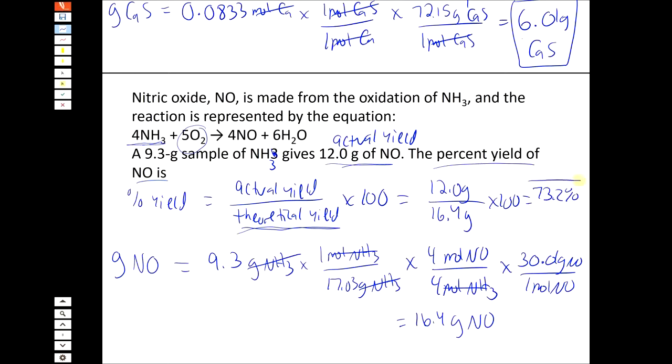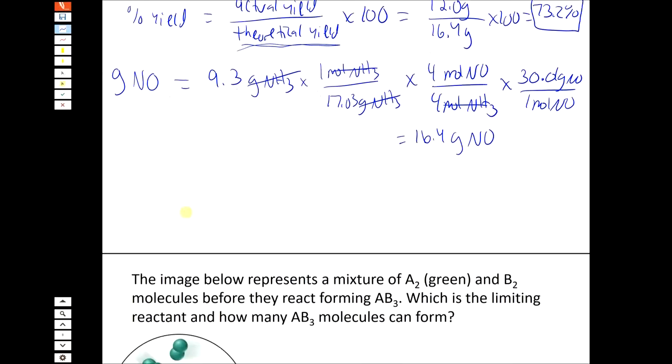Alright, and again, I don't remember if this was multiple choice or numerical, but either way, those are the series of steps you would take. So we get 73.2% for our percent yield in this problem following those steps. So another one where we didn't have to worry about limiting reactant because, again, the amount of O2 was not explicitly stated, so we assume that it's in excess.